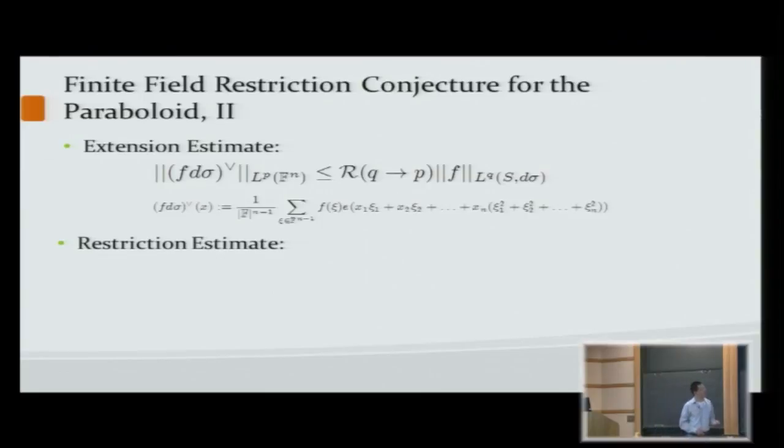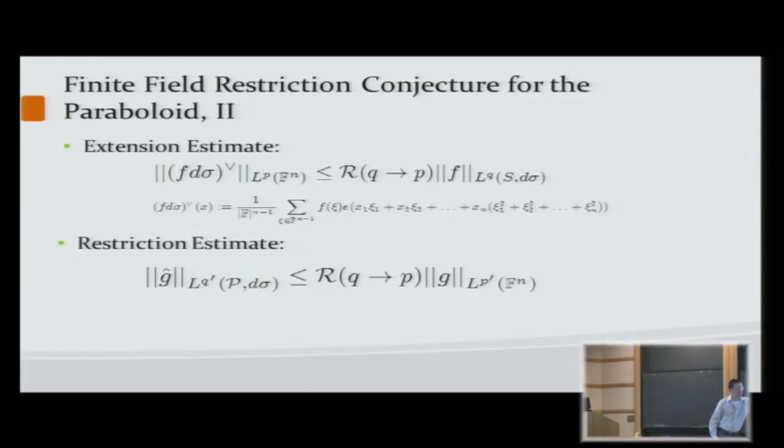And so the way that this works is I start with a function on F^n. I take its Fourier transform, and I restrict it to a set, to my set P. And so this inequality right here is equivalent to this inequality up here, but notice that this q becomes a q prime, and this p becomes a p prime, and this is just duality. This is just an application of Hölder's inequality. It says that these two statements are equivalent.